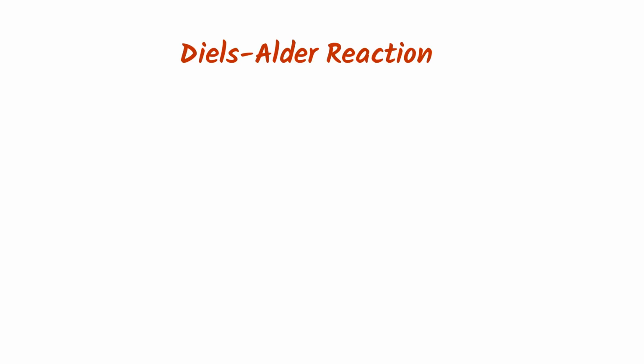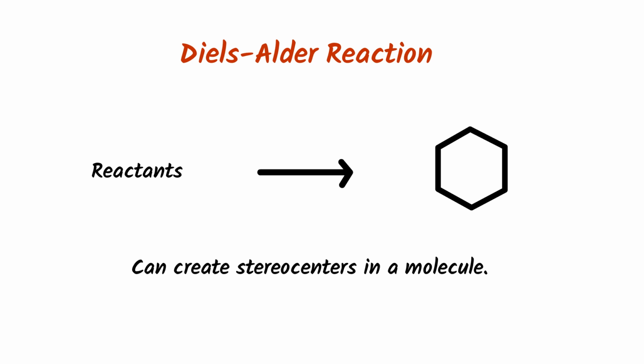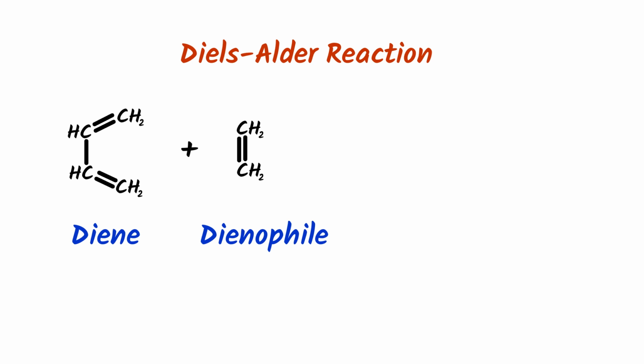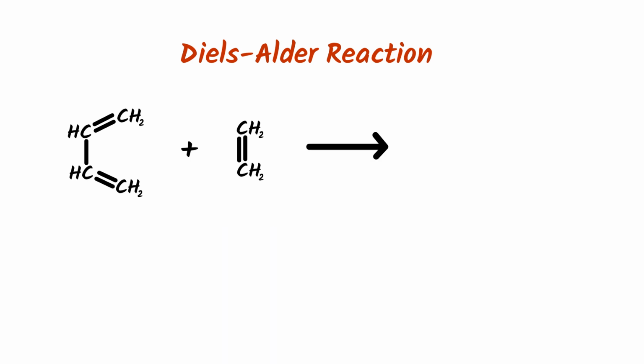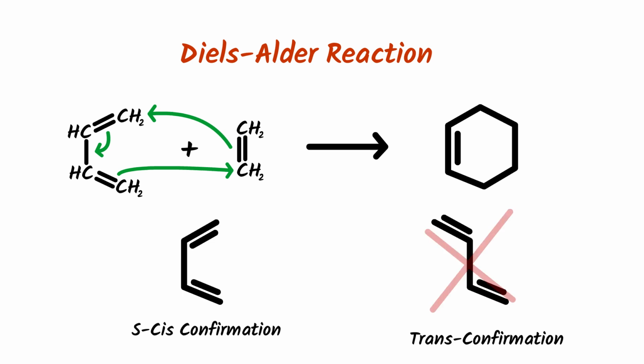The Diels-Alder reaction is one of the most powerful ways to build six-membered rings. In a single step, it forms two new carbon-carbon bonds and can create several stereocenters with high selectivity. This reaction occurs between a diene, which has two conjugated double bonds, and a dienophile, which is usually an electron-poor alkene. They combine to form a six-membered ring through a concerted mechanism, meaning all the bonds form at the same time without any intermediates. For the reaction to occur, the diene must be in the s-cis conformation.